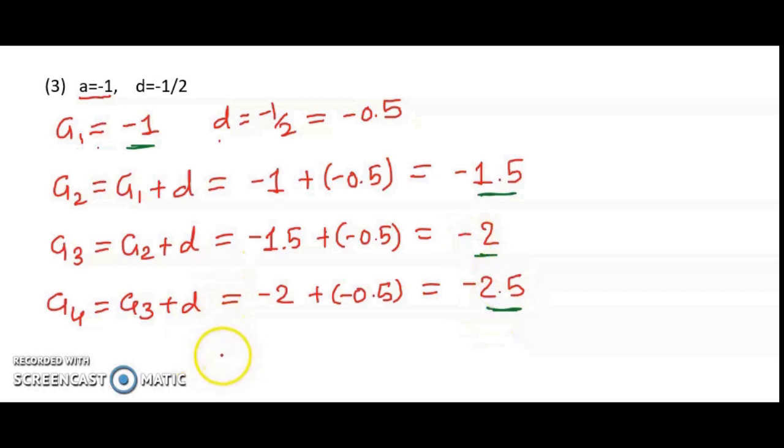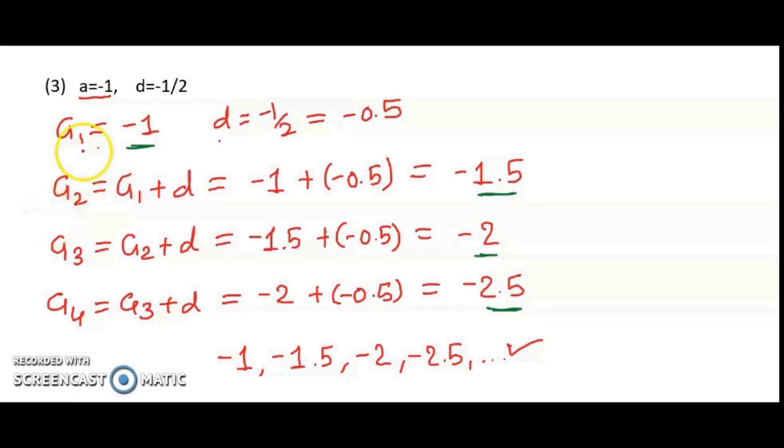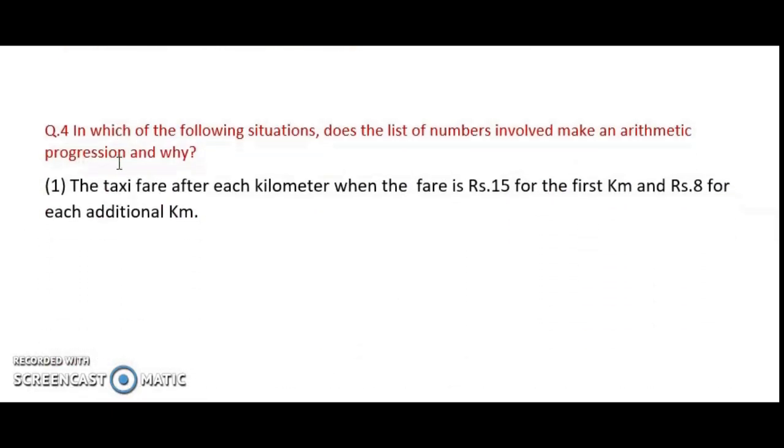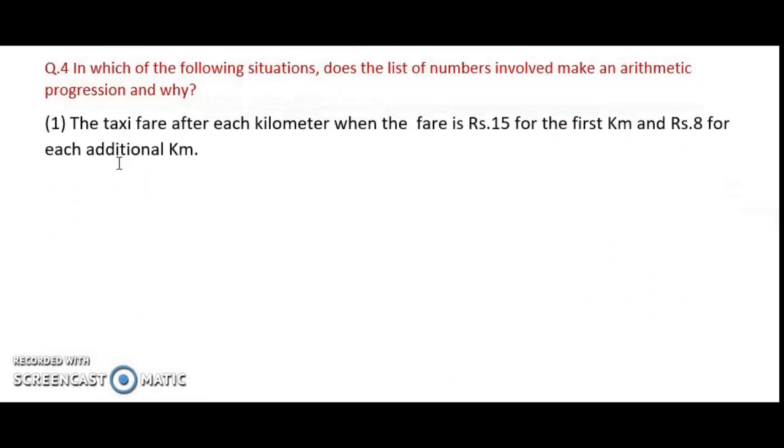So our required AP is: first term minus 1, second term minus 1.5, third term minus 2, fourth term minus 2.5, and so on. This is our required arithmetic progression. So this way, whenever the first term and common difference are given, you can find the arithmetic progression. Now let's see the problems based on word problems.